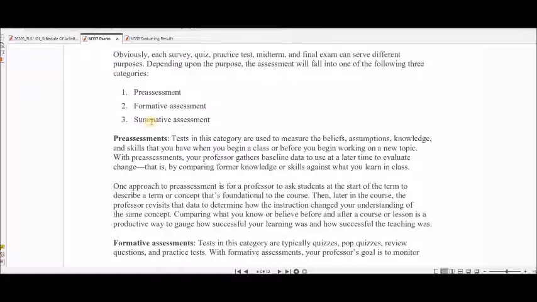The summative assessment is going to be a final exam or a unit exam, and these exams are designed to take everything that you studied since the last summative assessment or the beginning of class and kind of show your knowledge. The formative is the interesting one.